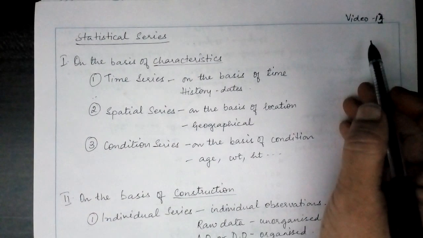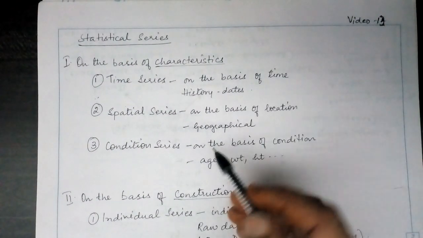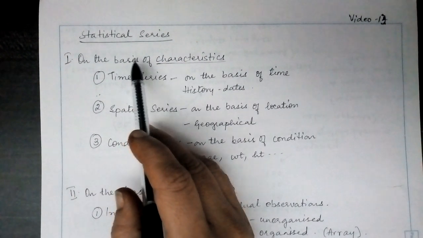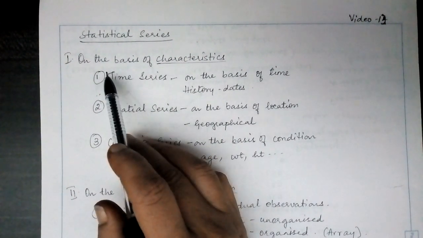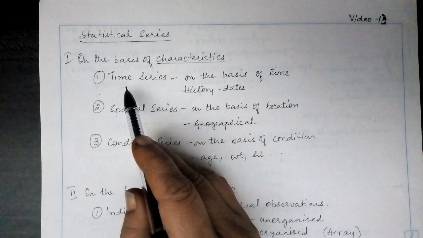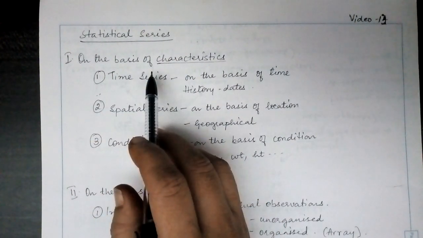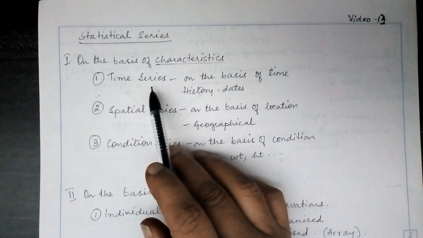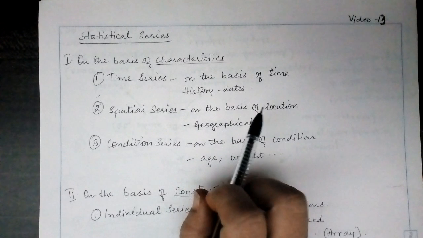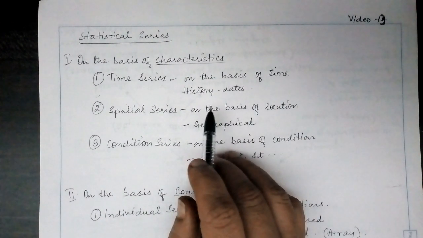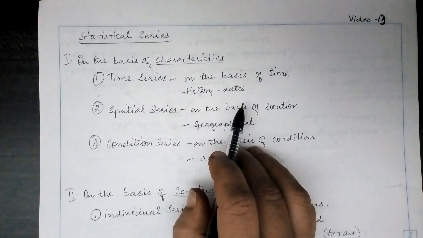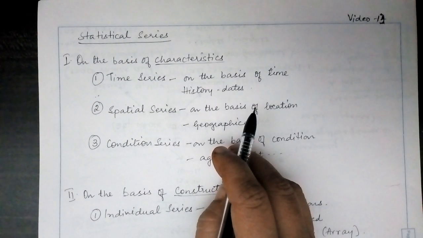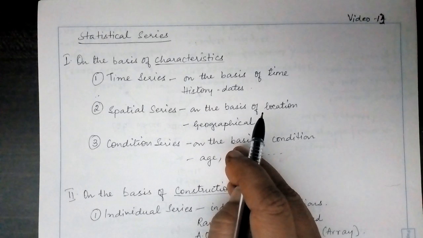In our video number 13, we are going to learn some more methods of classification of data. Here we have the statistical series. The statistical series classification, we have a number of them. The first one being on the basis of the characteristics. And of them, the first is the time series, which is based on time, that is historical dates. So 1881 the first census was conducted, 1947 India became independent, and so on and so forth.